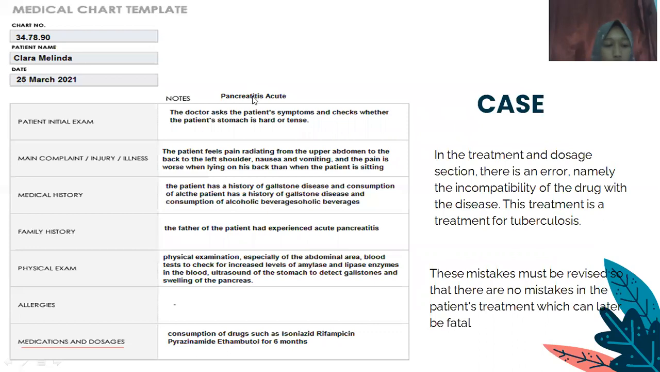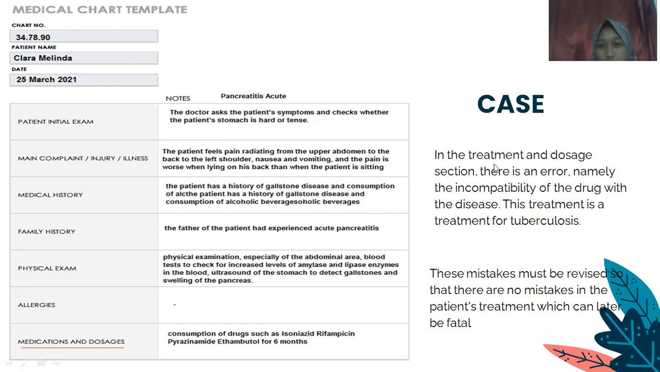This is a case of qualitative analysis. In this section, the patient has acute pancreatitis. The patient's initial exam is like this.